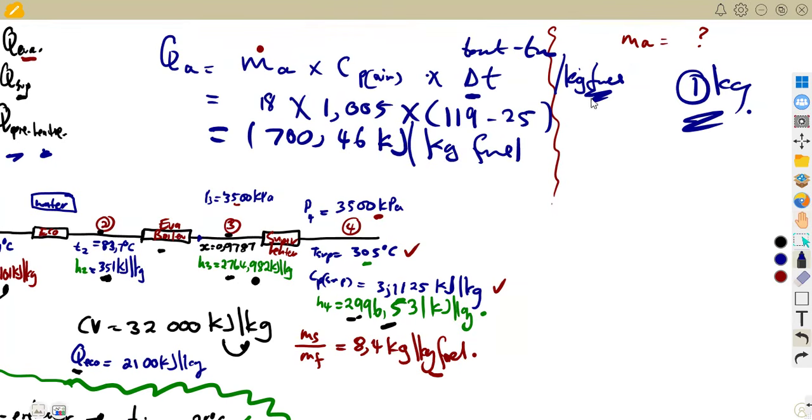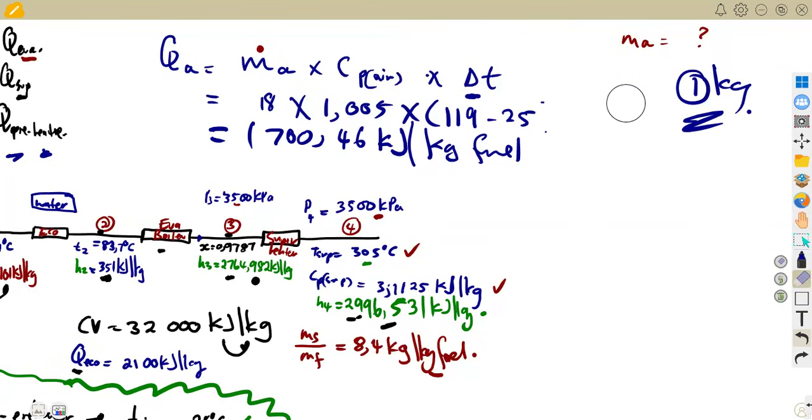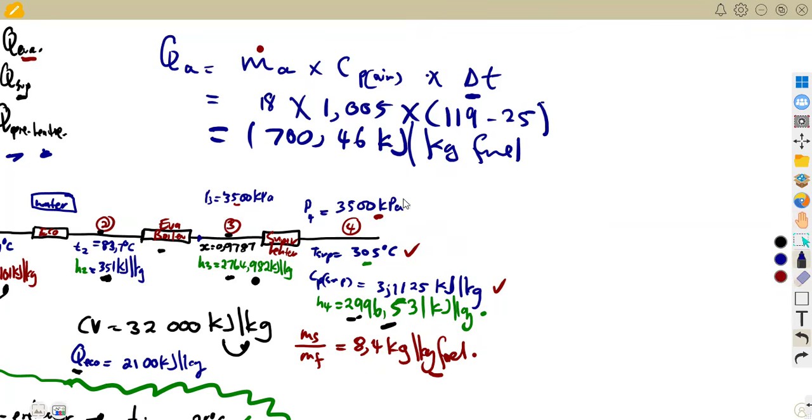Remember, this is taken per kilogram fuel. Per kilogram fuel. That is the idea there. That is the idea. So this is Q for air.